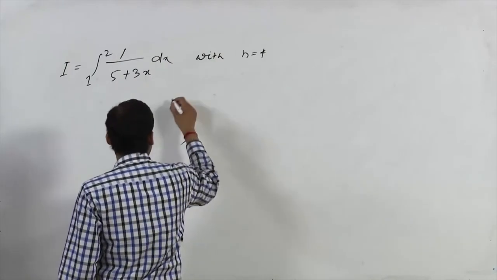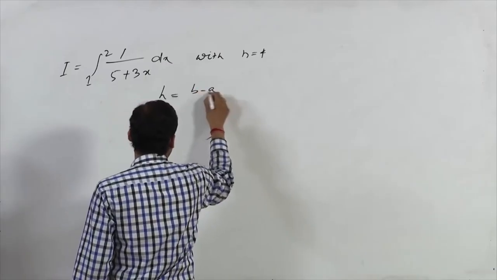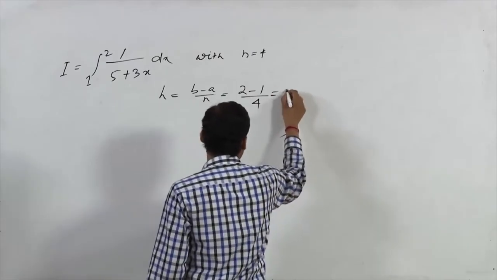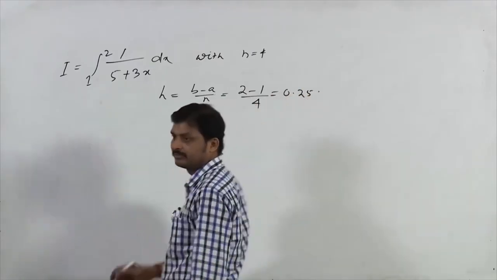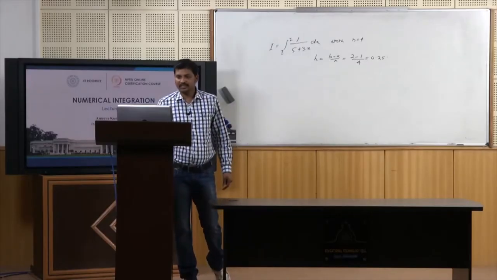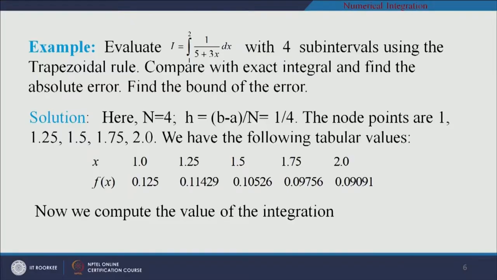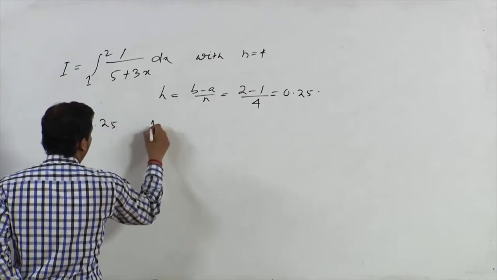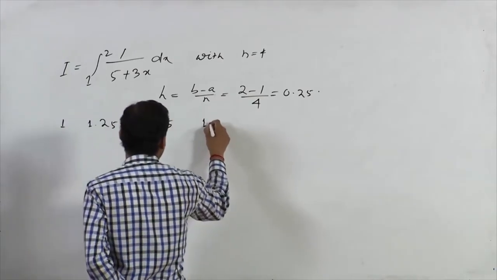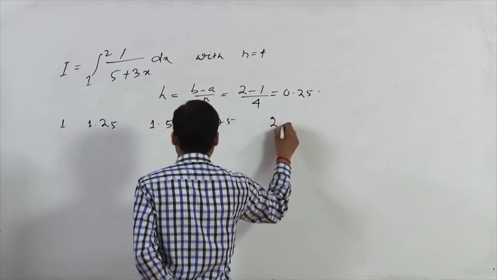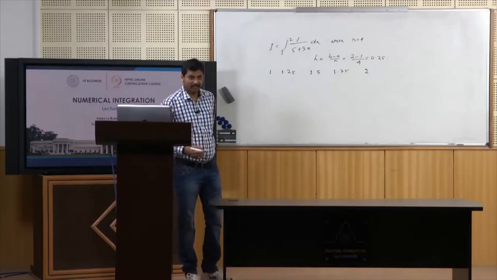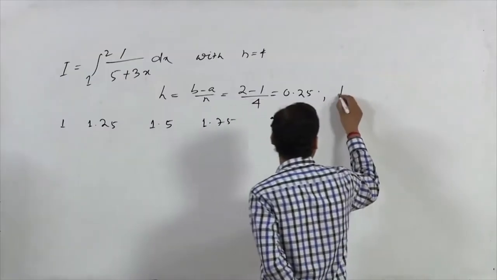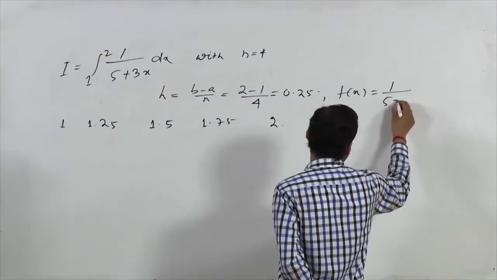If n equals 4, then we can define h = (b − a)/n, that is (2 − 1)/4 = 0.25. With h = 0.25, the nodal points start from 1, 1.25, then 1.5, then 1.75, and the last point is 2. And the corresponding f values, f(x) is given as 1/(5 + 3x).